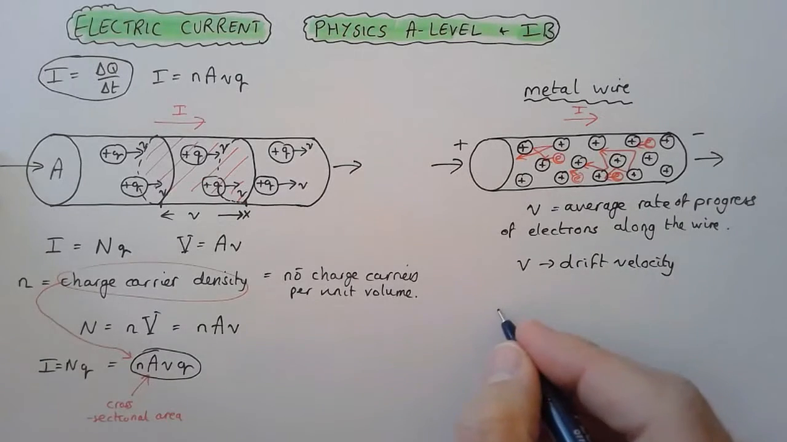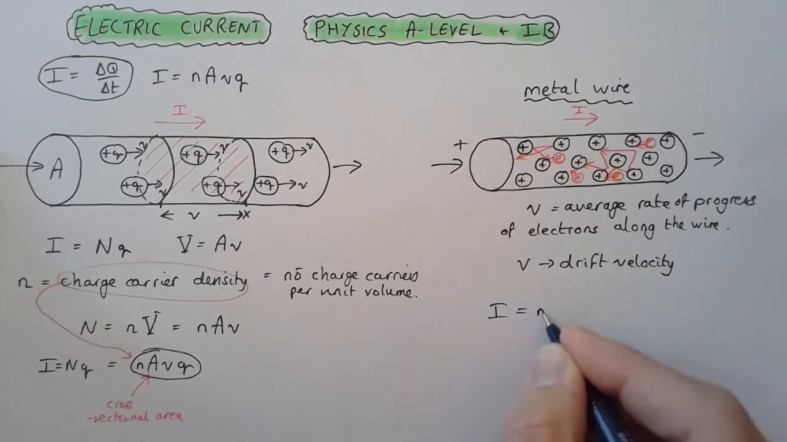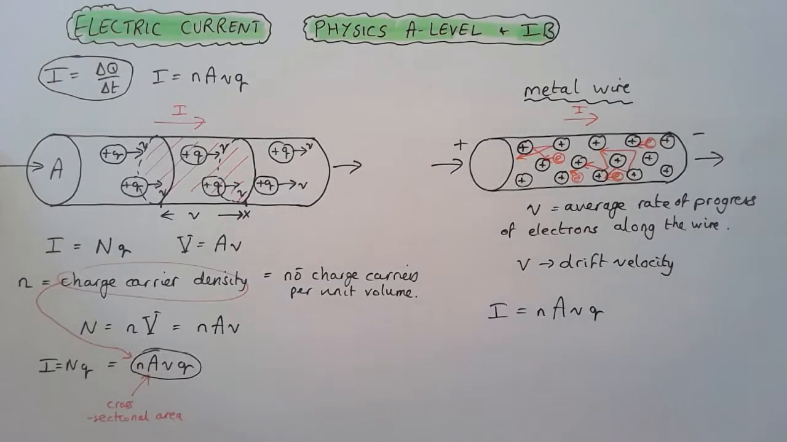But we still can use the same equation, I equals nAvq, for a metal wire. It's just that this time n is the density of electrons, so that's the number of electrons per meter cubed. A is the cross-sectional area of the wire, but this time v is the drift velocity of the electron, so it's that average rate of progress along the wire, even though they're moving around all over the place. And q, of course, is the charge of an electron, so I could rewrite that nAve, where of course e is 1.6 times 10 to the minus 19 coulombs.